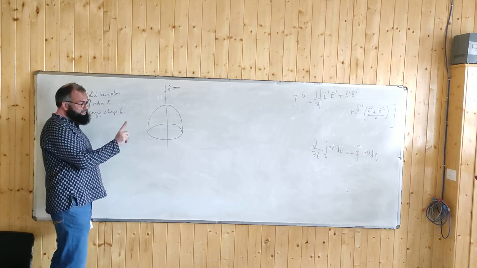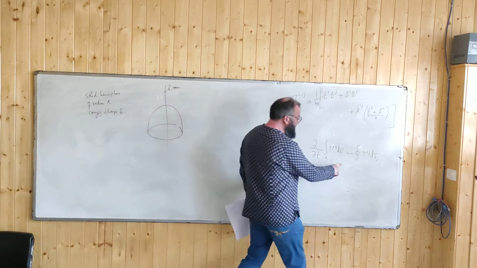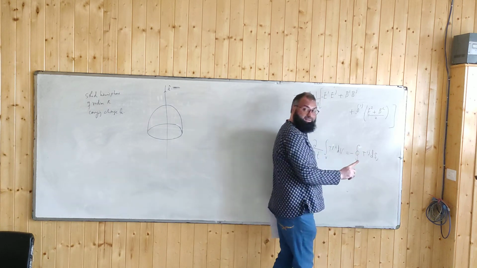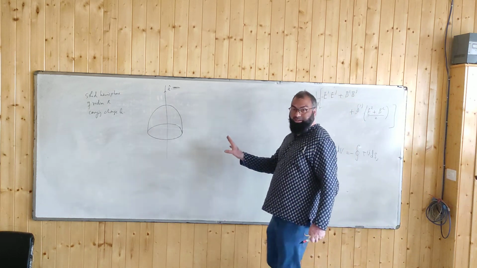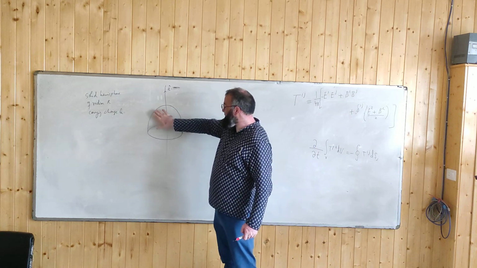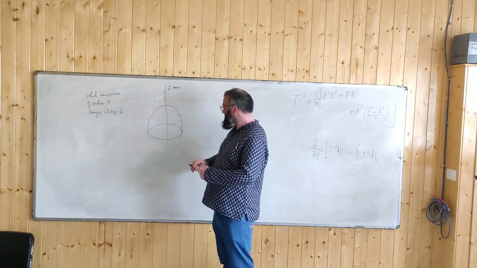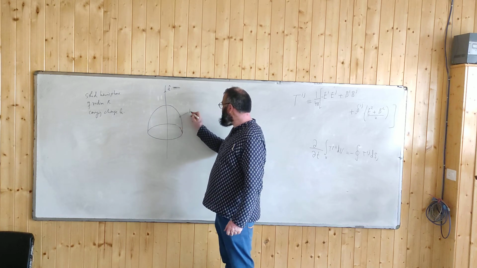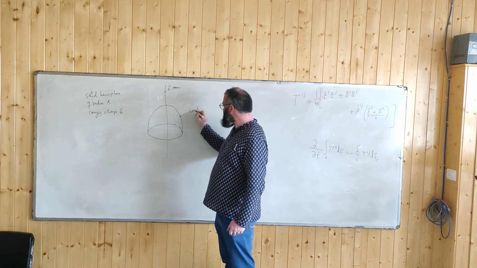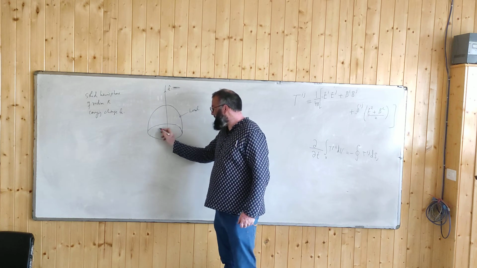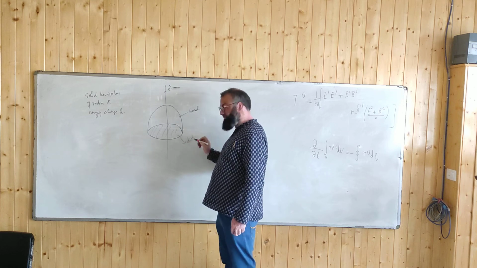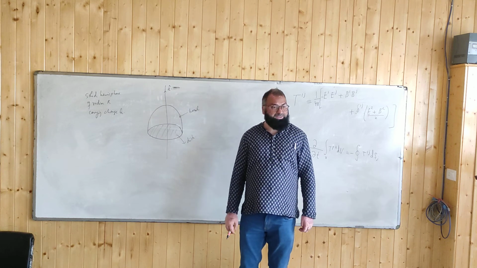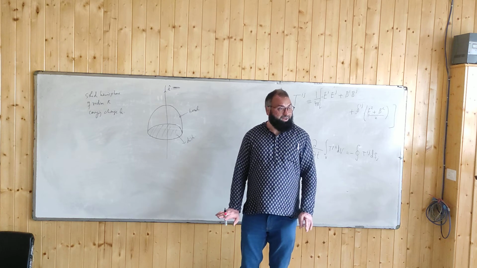In this hemisphere, since this is an integration over the surface, how many surfaces are involved in this case? There are two surfaces. One is the hemispherical portion, let's call it the ball. Another is this circle, let's call this the disc. Clear? Got it?